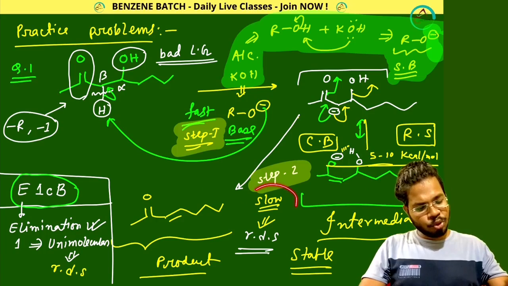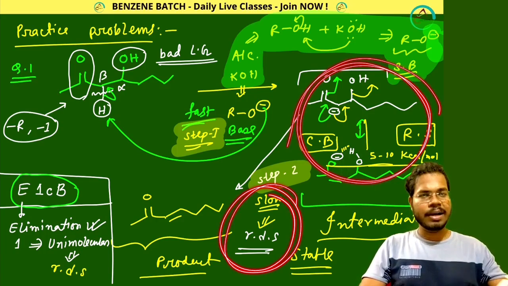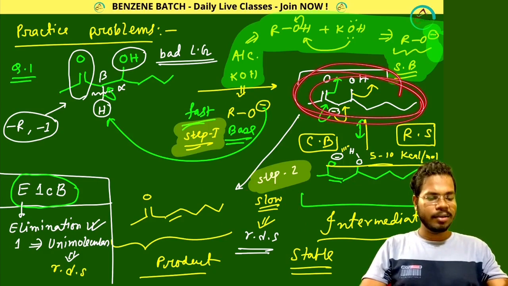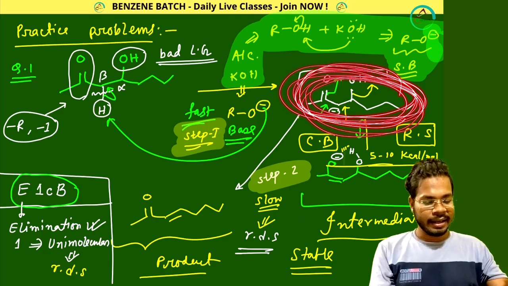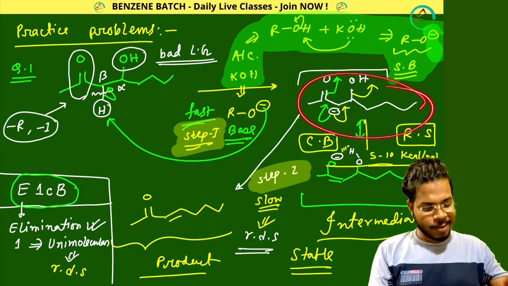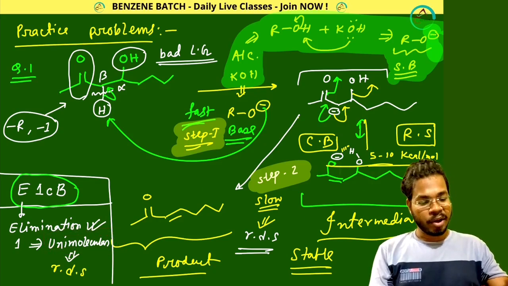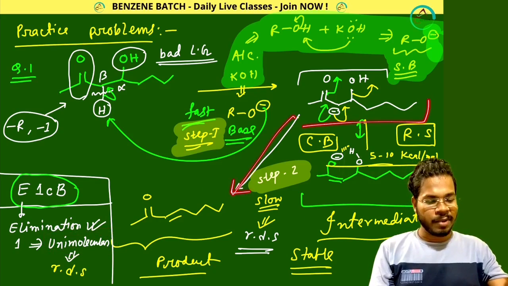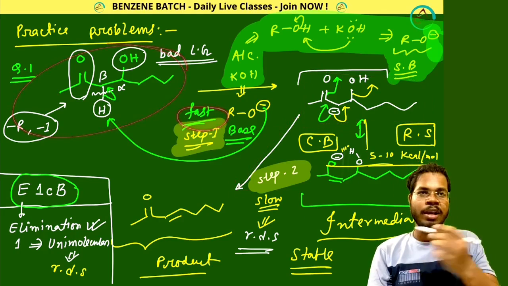In step 2, how many molecules are participating? Only one molecule, this one. As only one molecule is participating, the system will definitely be unimolecular. The reaction will be a unimolecular reaction, because in the slow step one molecule is participating. I don't need to see the first step, how many reactants are participating.